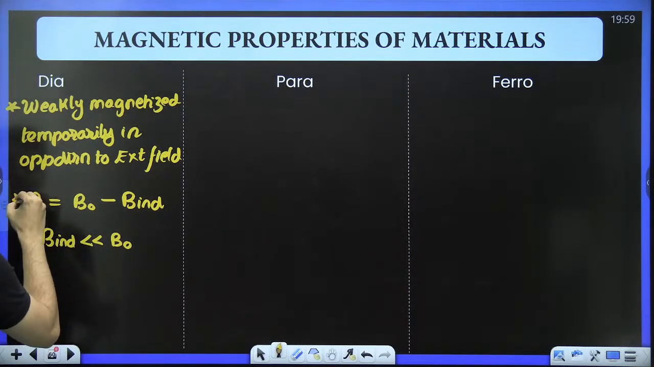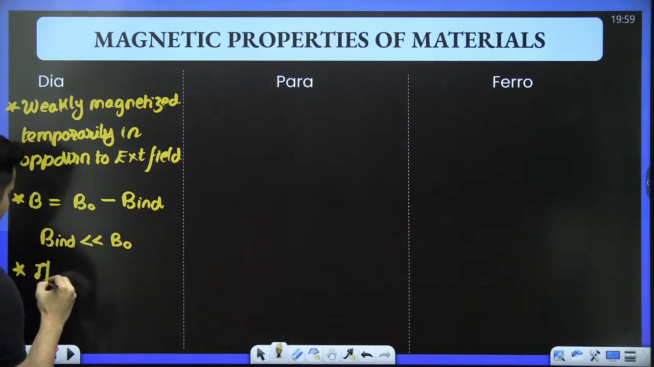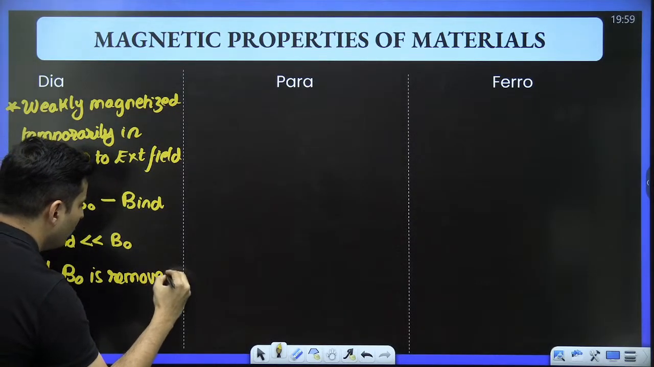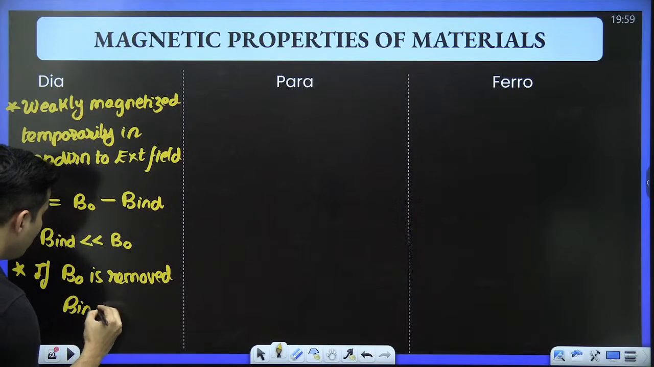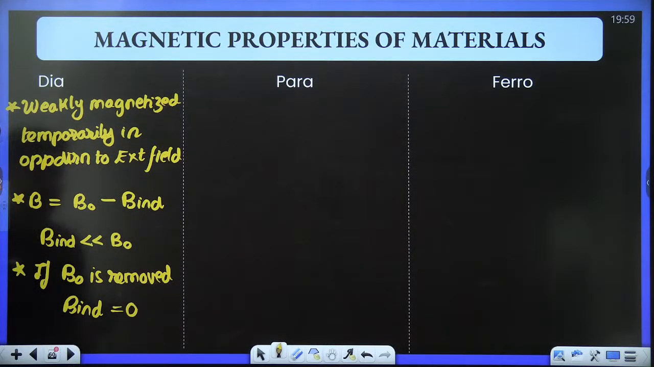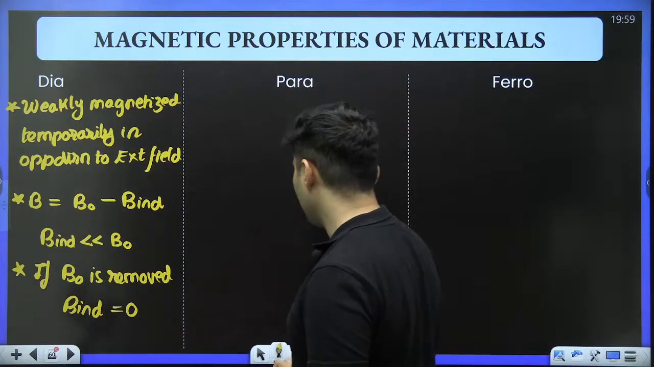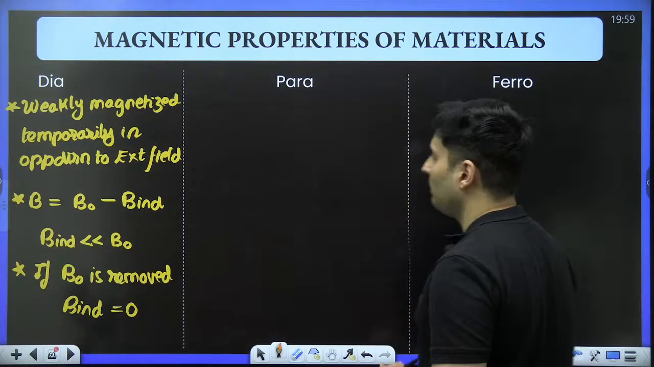So that means if B naught is removed, B induced immediately becomes zero. It is a temporary magnet. It is not a permanent magnet. It is a temporary magnet, not a permanent.